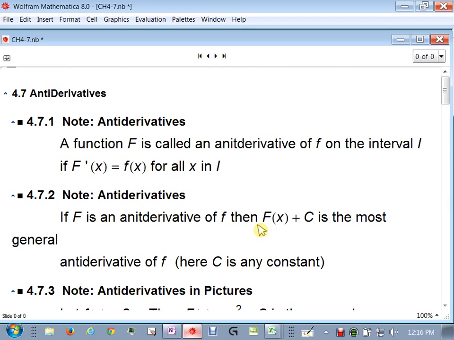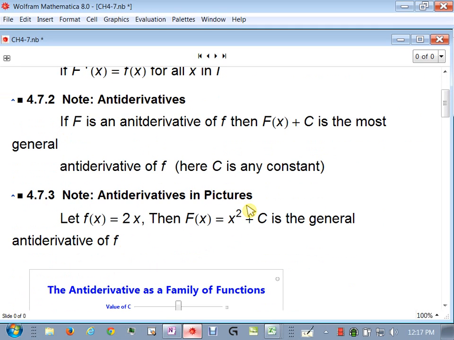All right, so we're jumping to Chapter 4, Section 7, Antiderivatives. A function, capital F, is called an antiderivative of little f on some interval I if the derivative of capital F is little f for all x in the interval. If capital F is an antiderivative of little f, then capital F plus c is the most general antiderivative of little f. Here c is any constant.